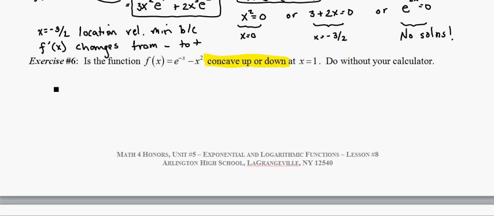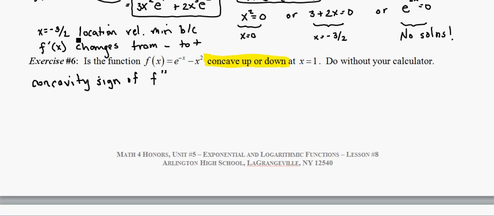Alright, hopefully what you remember is that concavity is all about the sign of the second derivative, right? We're concave up if the second derivative is positive, we're concave down if the second derivative is negative. So, all we need to know is whether f double prime of 1 is positive or negative. So first thing we have to do is find f double prime of x. Please go ahead and do that now. Pause the video. Take as much time as you need.